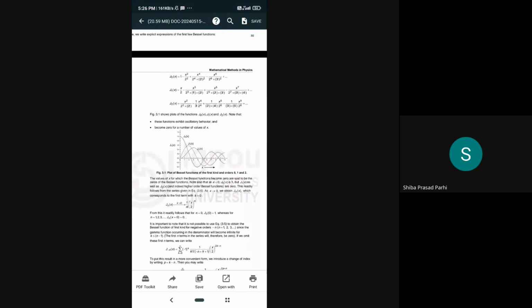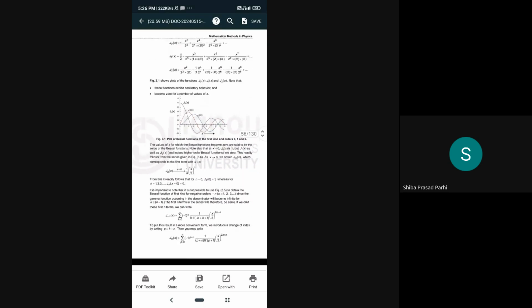Now, as x tends to 0, we obtain Jn(x), which corresponds to the first term with k equal to 0. So Jn(x) tends to 1 by n factorial (x by 2) to the power n, where x tends to 0, and J minus n(x) is equal to summation k equal to 0 to infinity (minus 1) to the power k, 1 by k factorial gamma (minus n plus k plus 1) multiplied by (x by 2) to the power 2k minus n. Now put in this result and you can find the values of Jn.